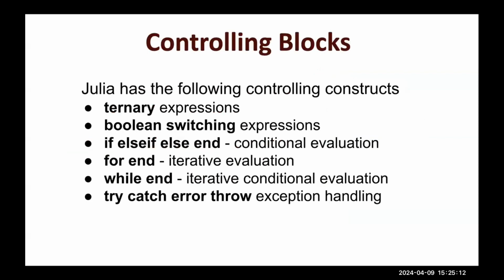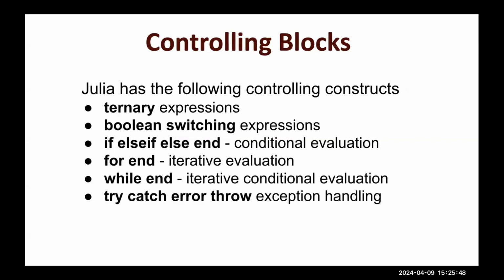So for controlling blocks, there are multiple ones. You have ternary expressions with three arguments. We'll get into that in a second. And you have Boolean switching, yes or no. If yes, do this; if no, do that. That's like a two-branch switching. We'll get into that as well. You have if else, a kind of conditional evaluation. You have a nested if else if, so this can be built up. You can build very complicated logic with this if else if conditional statement.